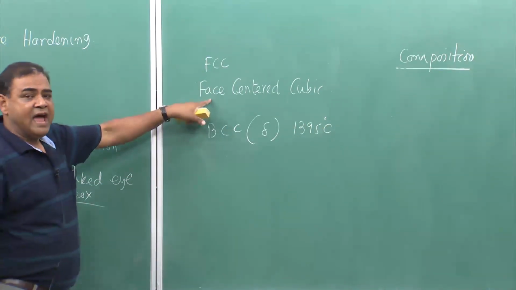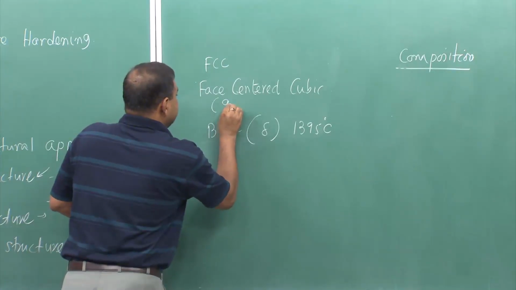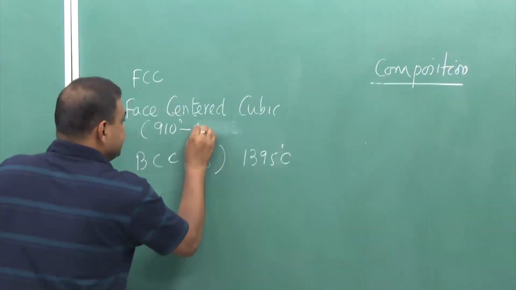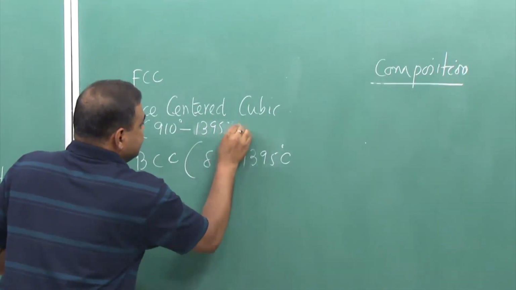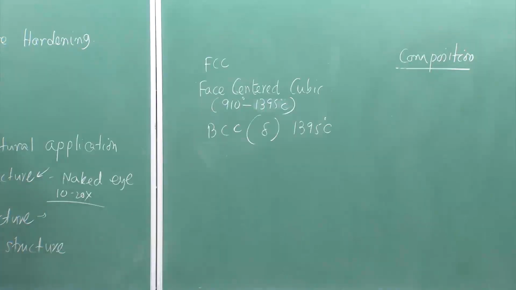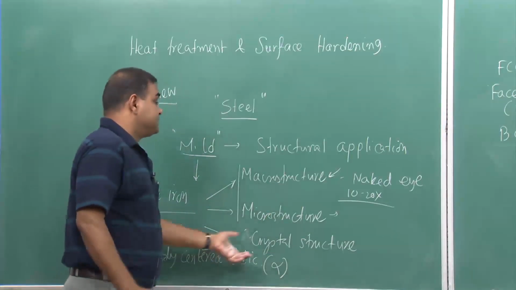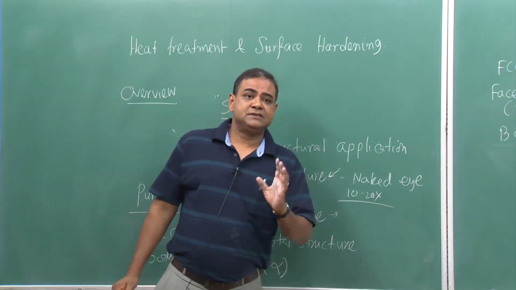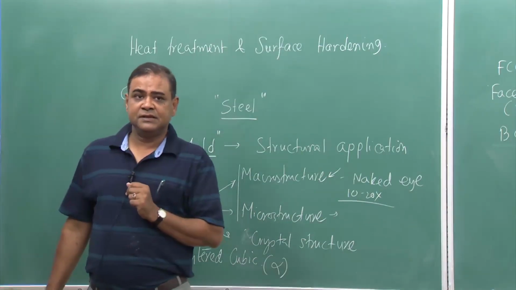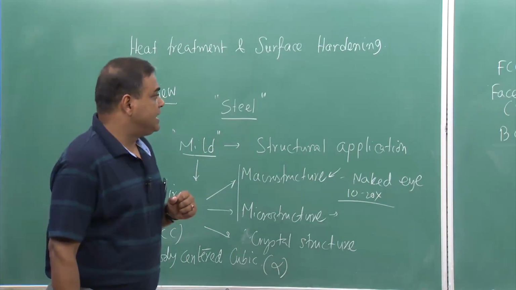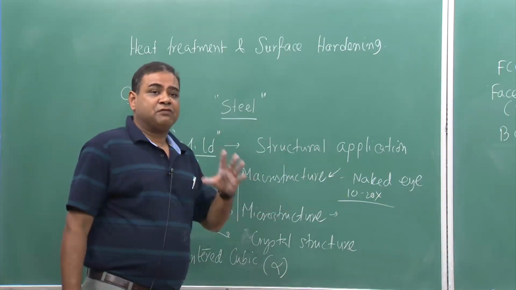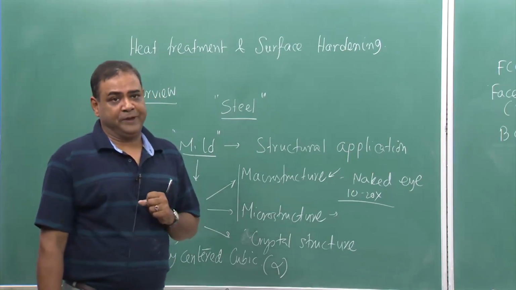And this one appears between 910 degrees Celsius to 1395 degrees Celsius, if we consider pure iron. Now, whenever we talk about these structures, we must consider that these are solid state structures, as well as during that time we are fixing the pressure at 1 atmosphere.